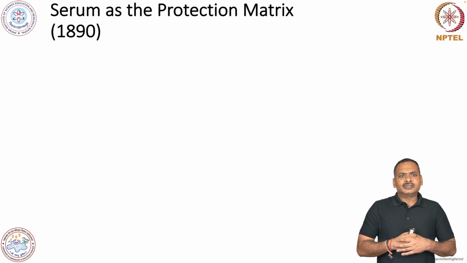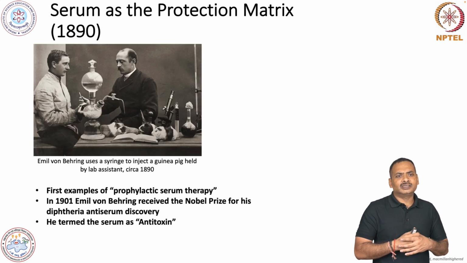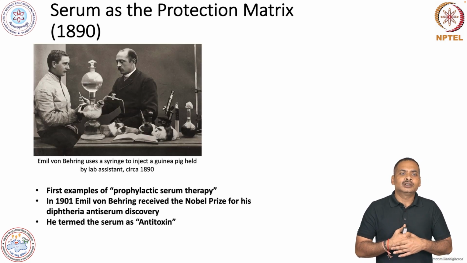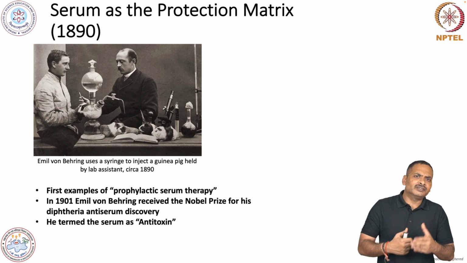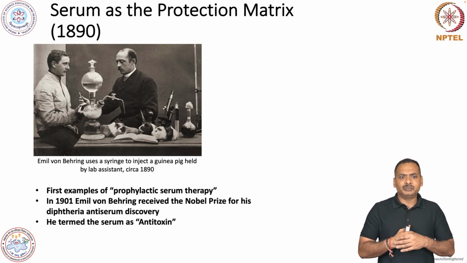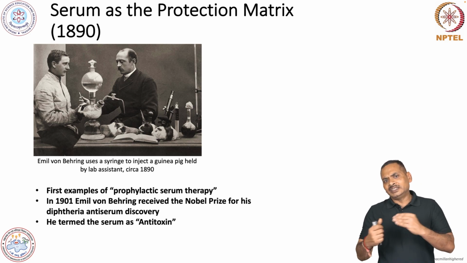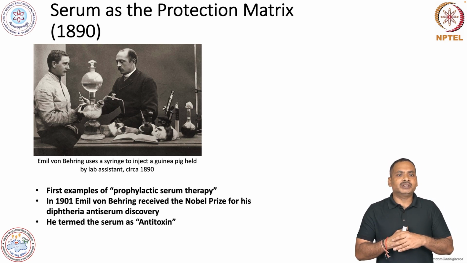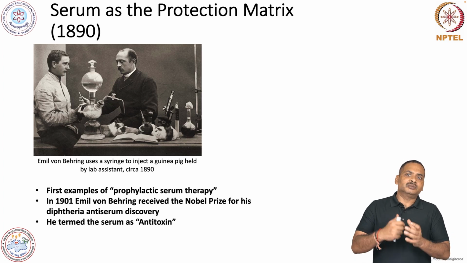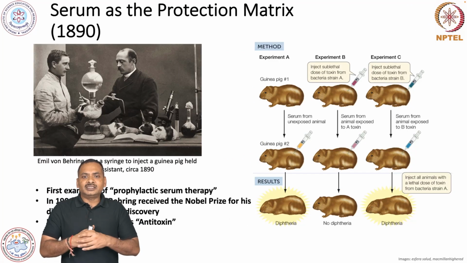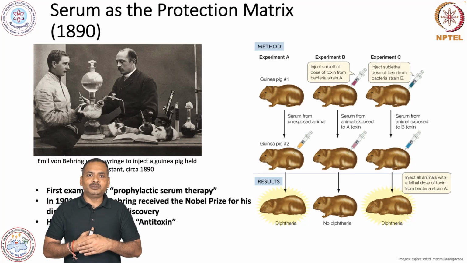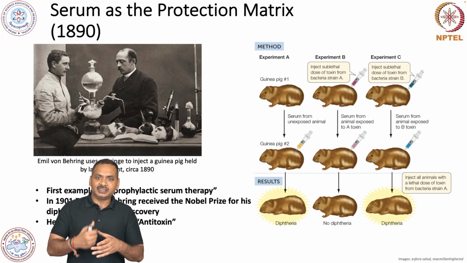Now there is serum as a protection matrix. Basically this is the work of Emil Behring, and he gave the concept of prophylactic serum therapy, and for this work he received the Nobel Prize. At that time this prophylactic serum therapy was considered to involve some antitoxin which gives the protection. This is one of his very beautiful experiments, and here I would like to explain this experiment.